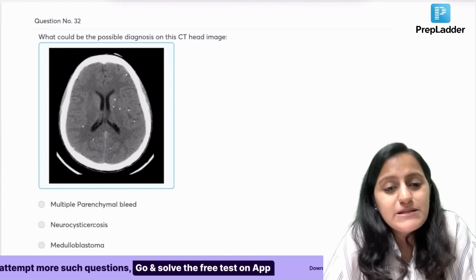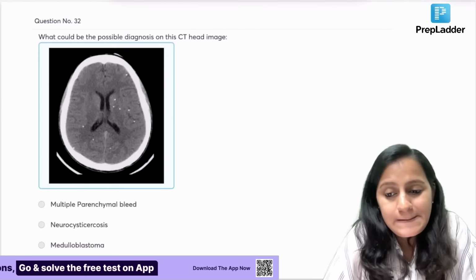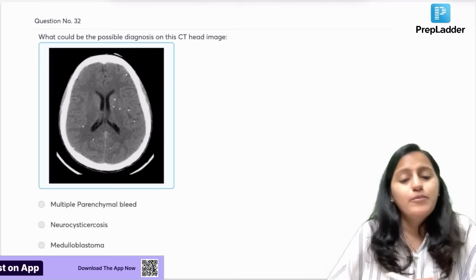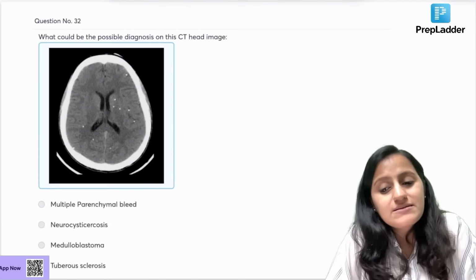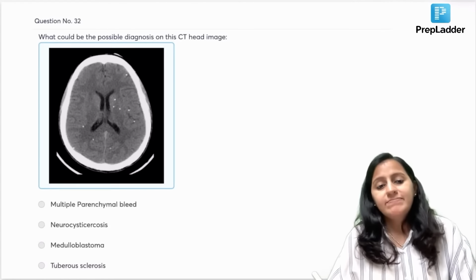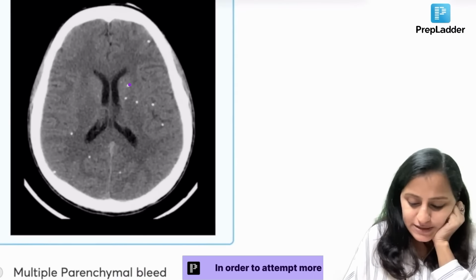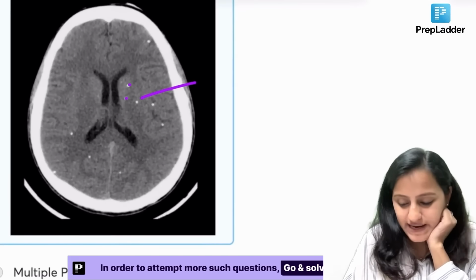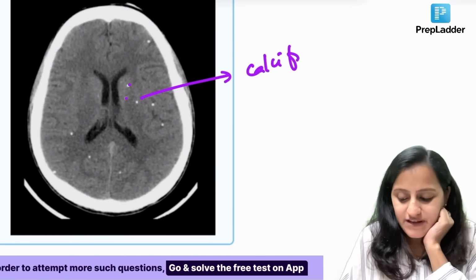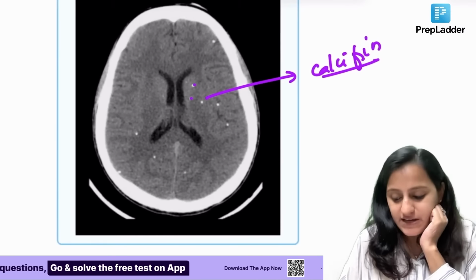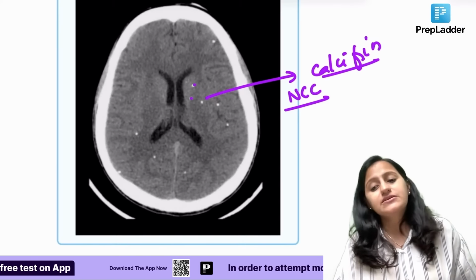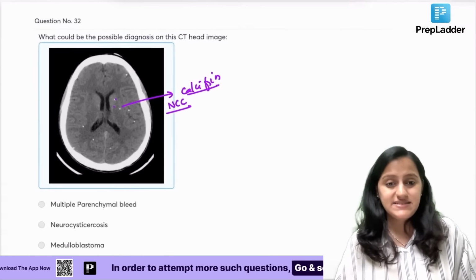Next one. What could be the possible diagnosis here? What are you appreciating on the CT brain in this image? What are you seeing in the CT brain? Can you appreciate these white dot areas? What does the white represent? The calcification, right? This is the calcification that you see with neurocysticercosis, the last stage.